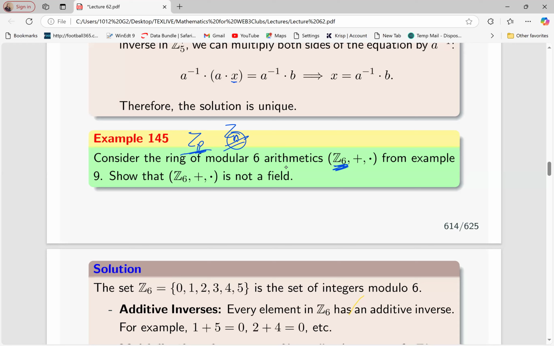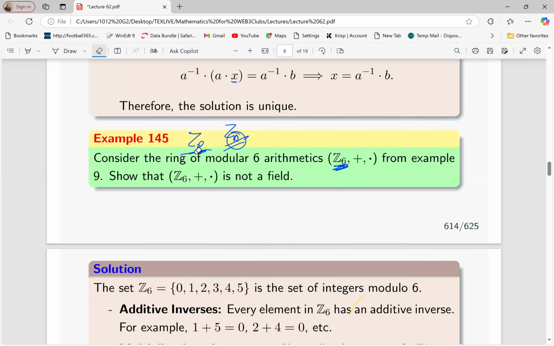So that's what we want to show. We want to show that one or more of the axioms we discussed is not satisfied. I want to see which one that is. Which axiom is not satisfied? That's what we want to see.